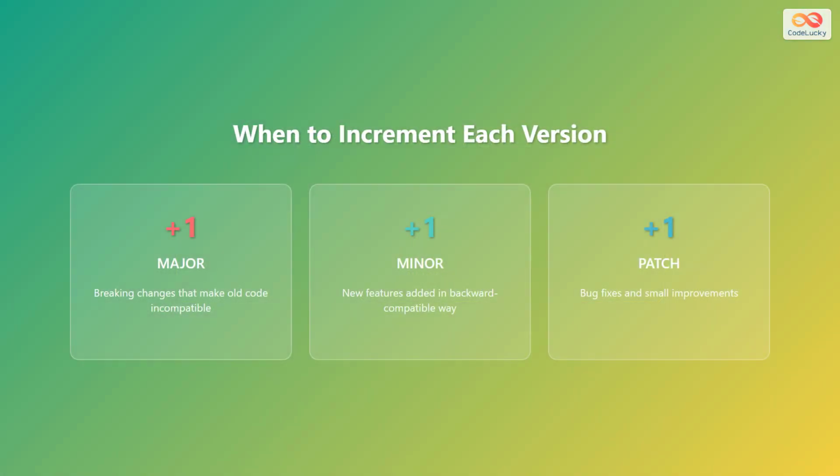Now let's understand when we increment each of these version numbers. Firstly, the major version is incremented when you make breaking changes that make the old code incompatible with the new version. Secondly, the minor version is incremented when you add new features in a backward-compatible way. Thirdly, the patch version is incremented when you make bug fixes and small improvements without breaking existing functionality.